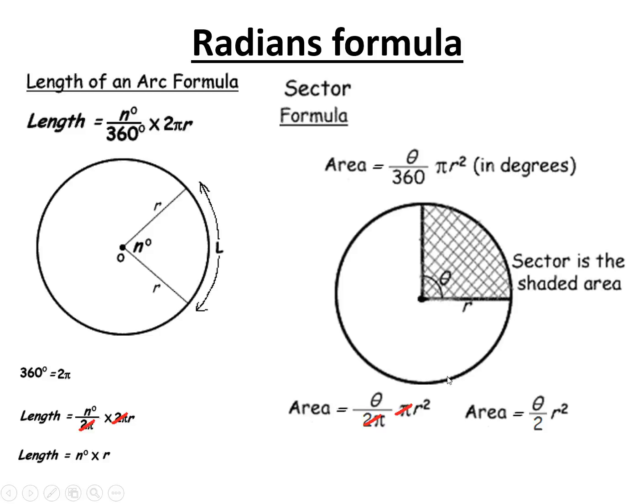And these two equations for the length and the area in radians are a lot nicer than the ones where it's in degrees. So it's good to be able to work in radians and use them in this sort of way, because it makes things a lot simpler.